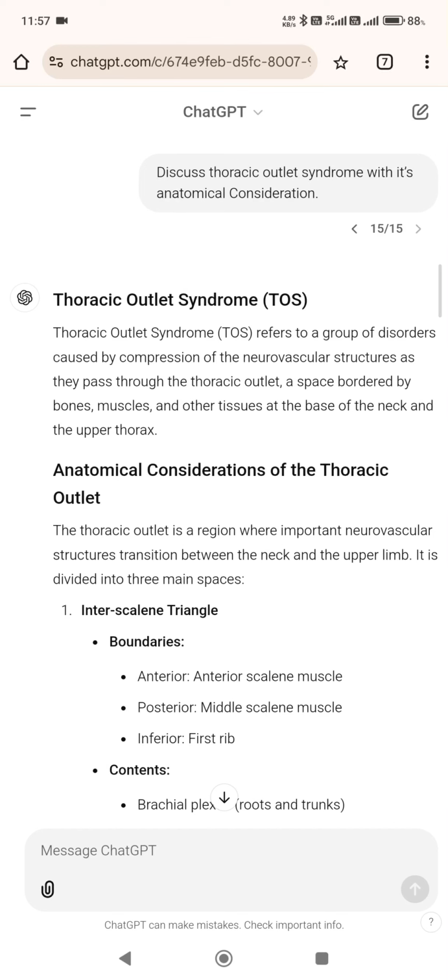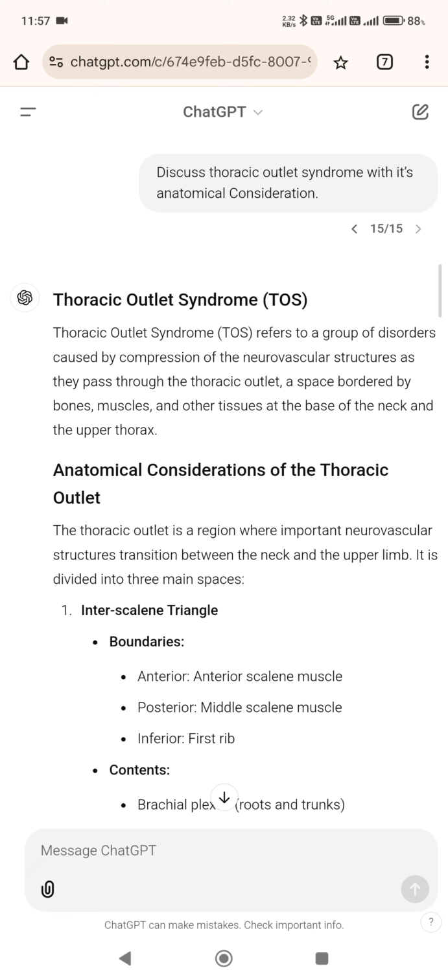Thoracic outlet syndrome, TOS. Thoracic outlet syndrome refers to a group of disorders caused by compression of the neurovascular structures as they pass through the thoracic outlet, a space bordered by bones, muscles, and other tissues at the base of the neck and the upper thorax.